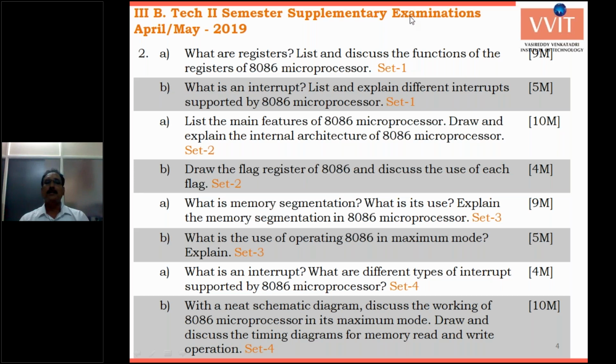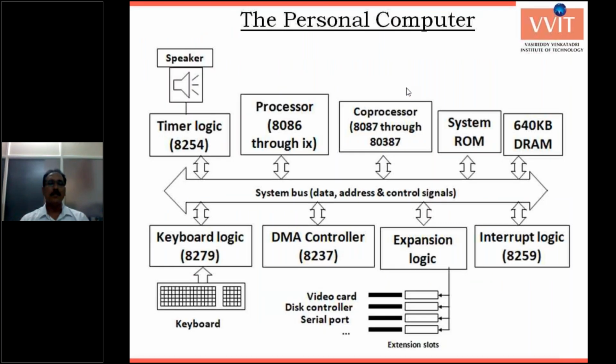Now, we shall go to the internal unit. This is the personal computer layout diagram. This is the main block of the processor, from 8086 through nowadays available i3, i5 or i7, whatever the processor may be. This is the main core device of the personal computer. The remaining ones are indicated as coprocessors of the processor.